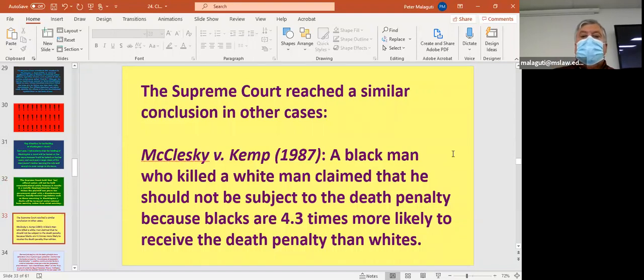Similar case, McCleskey versus Kemp. A Black man who killed a white man was given the death penalty. He cites a study showing that Blacks are 4 1/3 times more likely to receive the death penalty than whites. The death penalty laws say nothing about race. They're facially neutral, but the effect of them is that far more persons of color are put to death in states that have the death penalty than are white people.